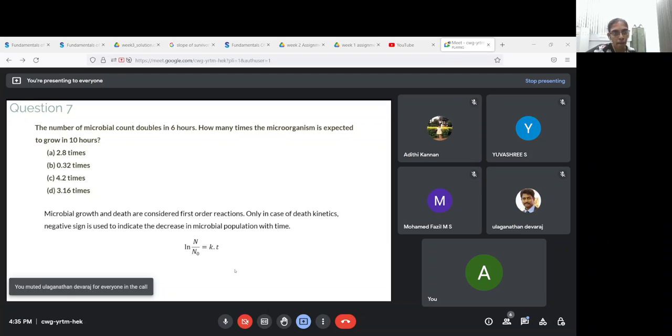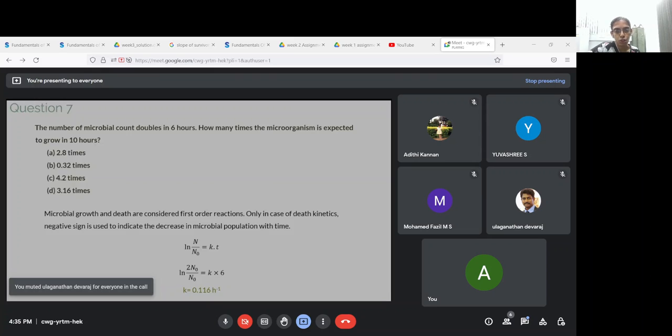And what is the value of k that you're getting? You have time as 6 hours and N is equal to 2 into N naught. So what is the k? The k value is coming to be 0.116 per hour. That is not the answer I'm getting. ln 2 is 0.693, and you will get 0.693 divided by 6, if I'm correct. You have to make sure that you're using the natural logarithm here, not log to the base 10. So your k value should come around 0.116 per hour.